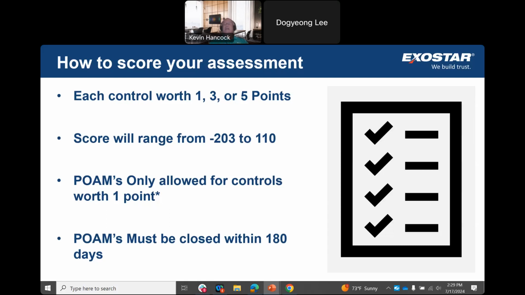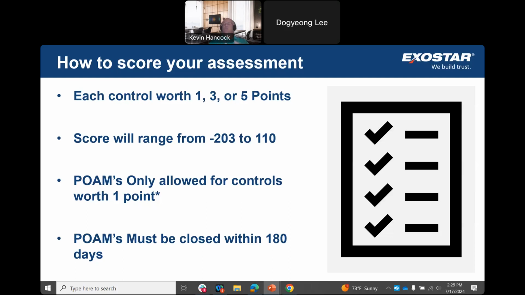So if I look to engage with a C3PAO and I send them a system security plan with a score of 33, they're going to say, sorry, we can't evaluate you yet. You've got to be up to 88. You've got to have open POAMs against those 1-pointers that are allowed, and we'll assess you, but you've only got 180 days from that point to close those.